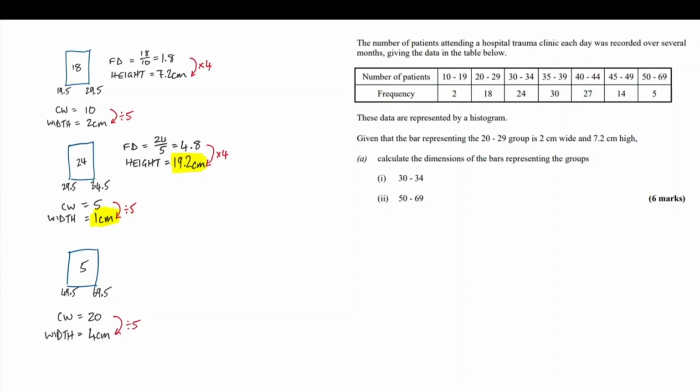How about the frequency density? We're going to go for the frequency of 5 divided by that class width of 20. So this is quite a small frequency density. We're getting 1/4. Apply that scale factor, multiply by 4. That's how we find the drawn height. 1/4 times 4, 1 centimeter. That will be the drawn height for this bar. So once again, we use the information in the question to find the scale factors, which we can then apply to each and every one of the bars as necessary.